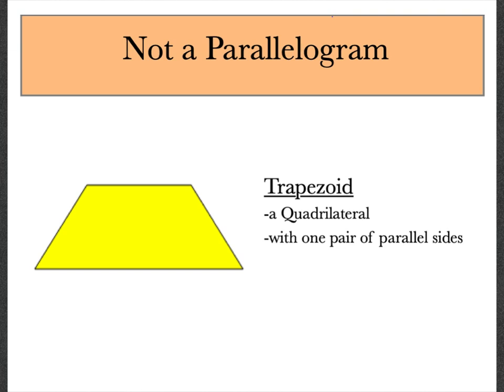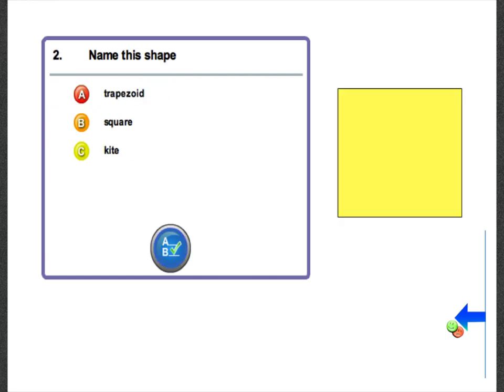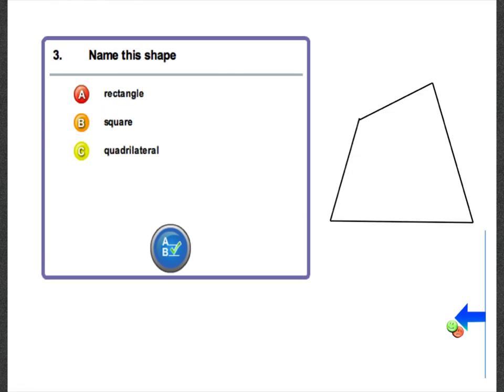Now this is your traditional trapezoid, but let's do a little quiz. So are you ready? Name this shape. Is it a parallelogram, a square, or a rectangle? The answer is parallelogram. Feel free to pause me if I'm going too quick. Name this shape. Is it a trapezoid, a square, or a kite? It is a square. All right, name this shape. Is it a rectangle, a square, or a quadrilateral? This is a quadrilateral.